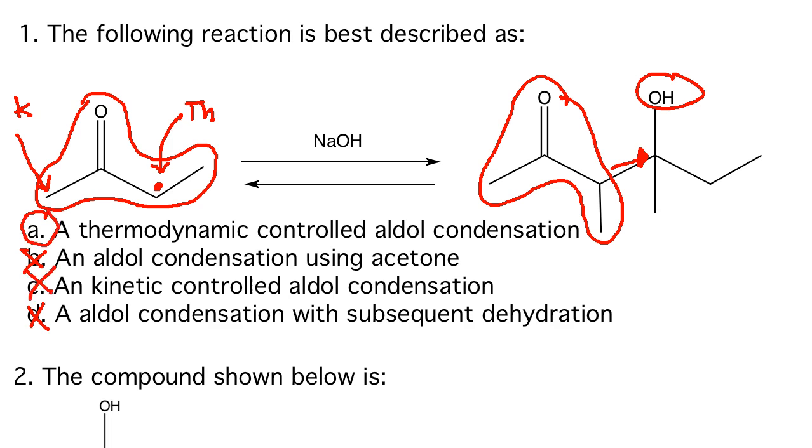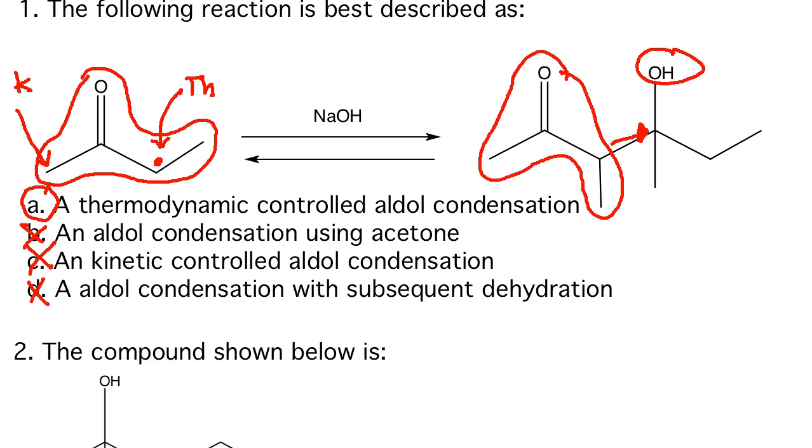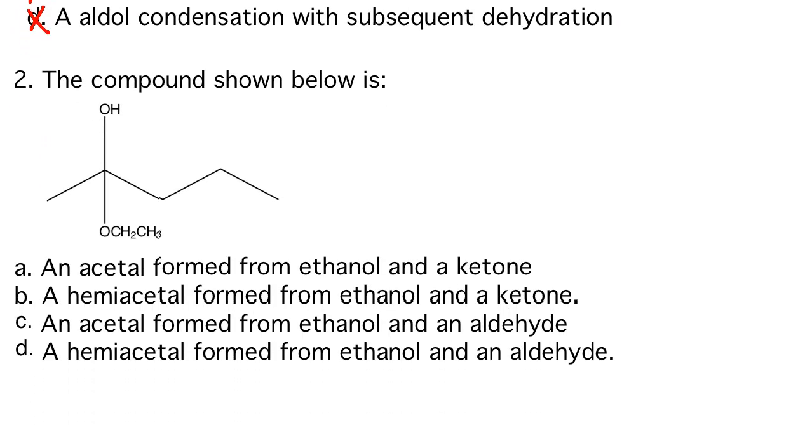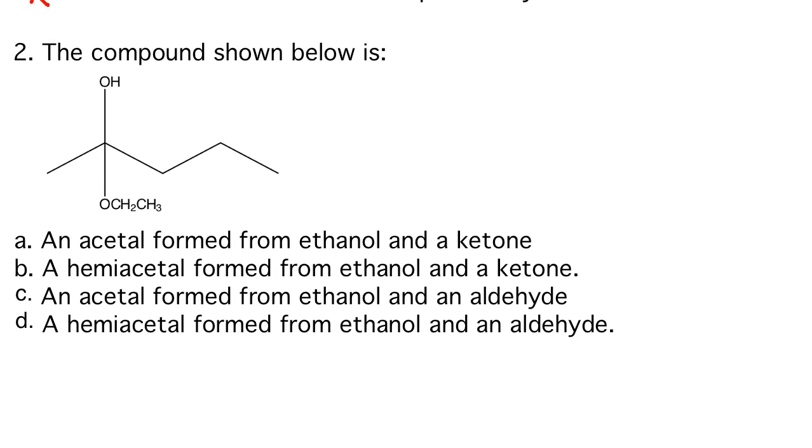So again, all of these dealt with an aldol. The question was a little more specific about the type of aldol going on, and even more specific, the type of enolate that was being formed for this aldol reaction. All right, now, number 2, the compound shown below is, so we're classifying this compound. Now, if I take a look, I've got an alcohol and I have an ether. Now, when I have an alcohol and an ether along the carbon chain, this is a hemiacetal, not a full acetal.